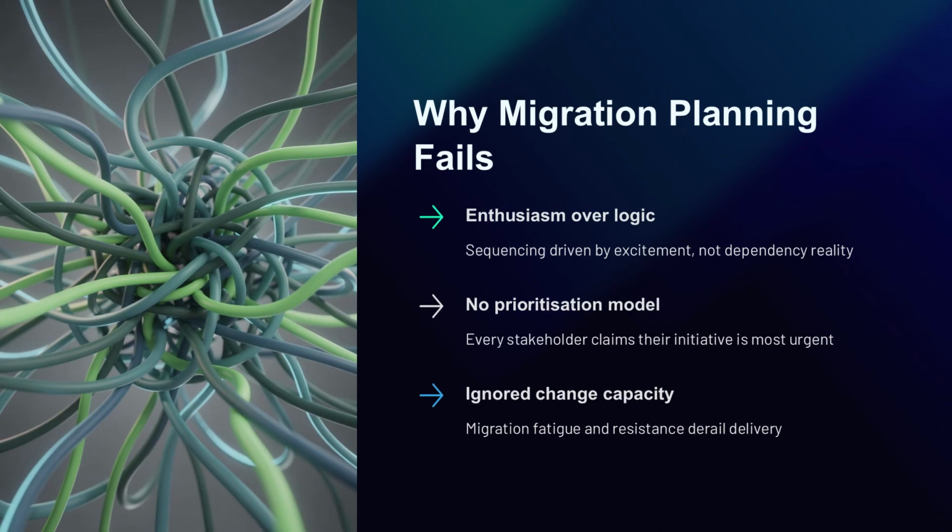With the goal clear, you need to recognize why migration planning often fails in practice. Failure happens when sequencing is driven by enthusiasm rather than dependency logic, when leaders underestimate operational constraints, and when teams discover risk too late. Failure also happens when there is no clear prioritization model, so every stakeholder claims their initiative is most urgent. Another failure is ignoring organizational change capacity, which causes migration fatigue and resistance.